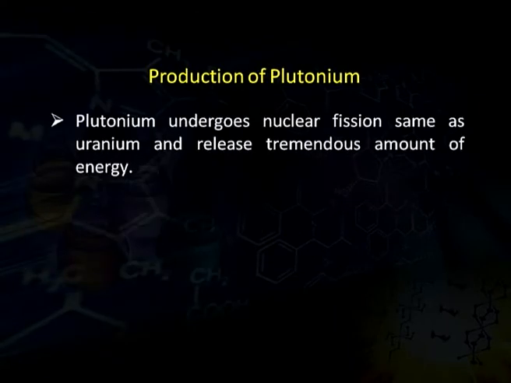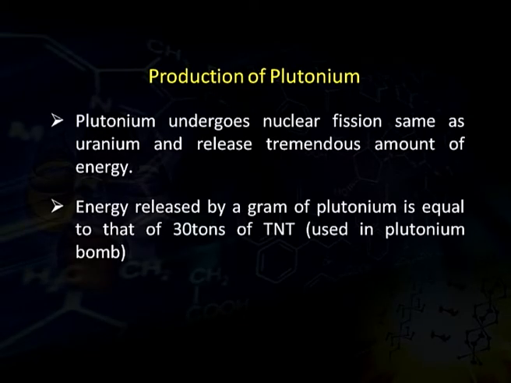Plutonium undergoes nuclear fission the same as uranium and releases a tremendous amount of energy. The energy released by a gram of plutonium is equal to that of 30 tons of TNT, which is used as an explosive. So, a very small quantity of plutonium is sufficient for the production of a plutonium bomb.